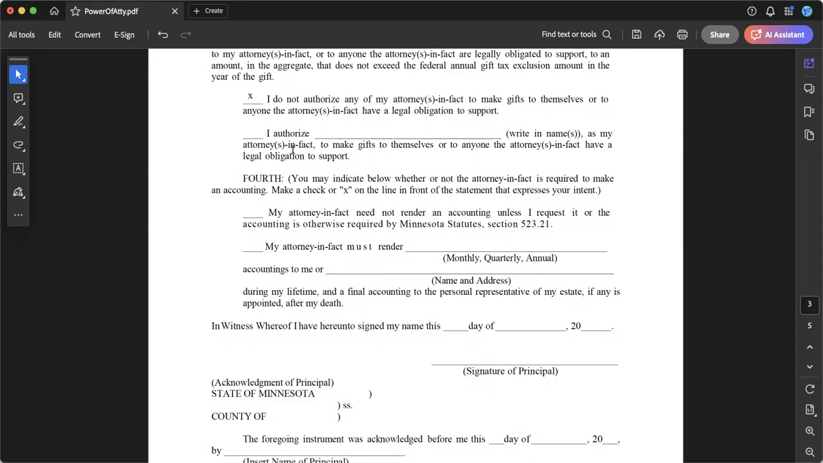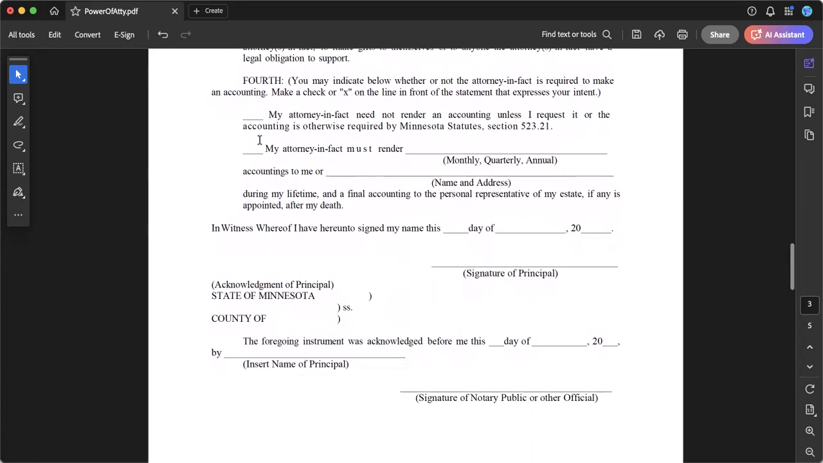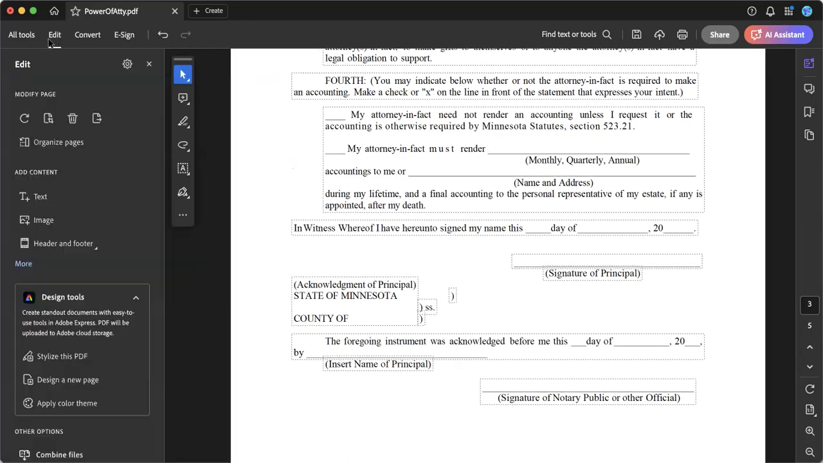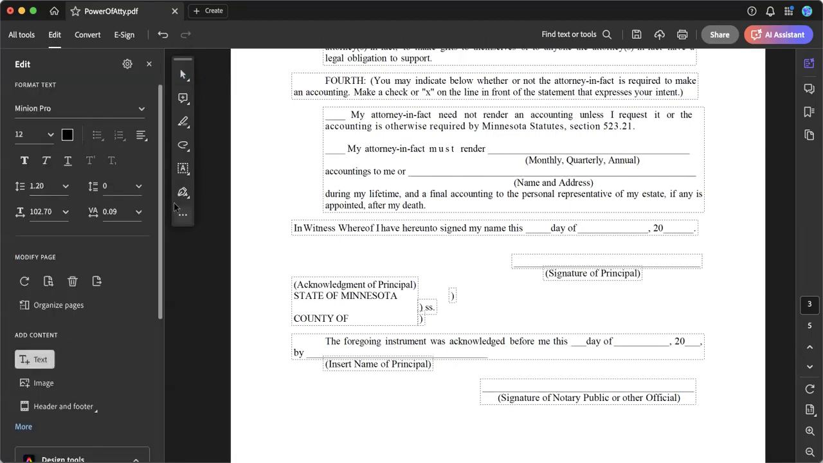And then the last thing I would have to decide is whether or not I felt like my attorney in fact needed to render an accounting to me or to someone else. Well, I think it might be nice just for transparency's sake for my dad to render an accounting. Not that I don't trust him, but more eyes the better, maybe catch some mistakes and things like that. So I might say I want him to render a monthly accounting to me if I'm able to receive it.